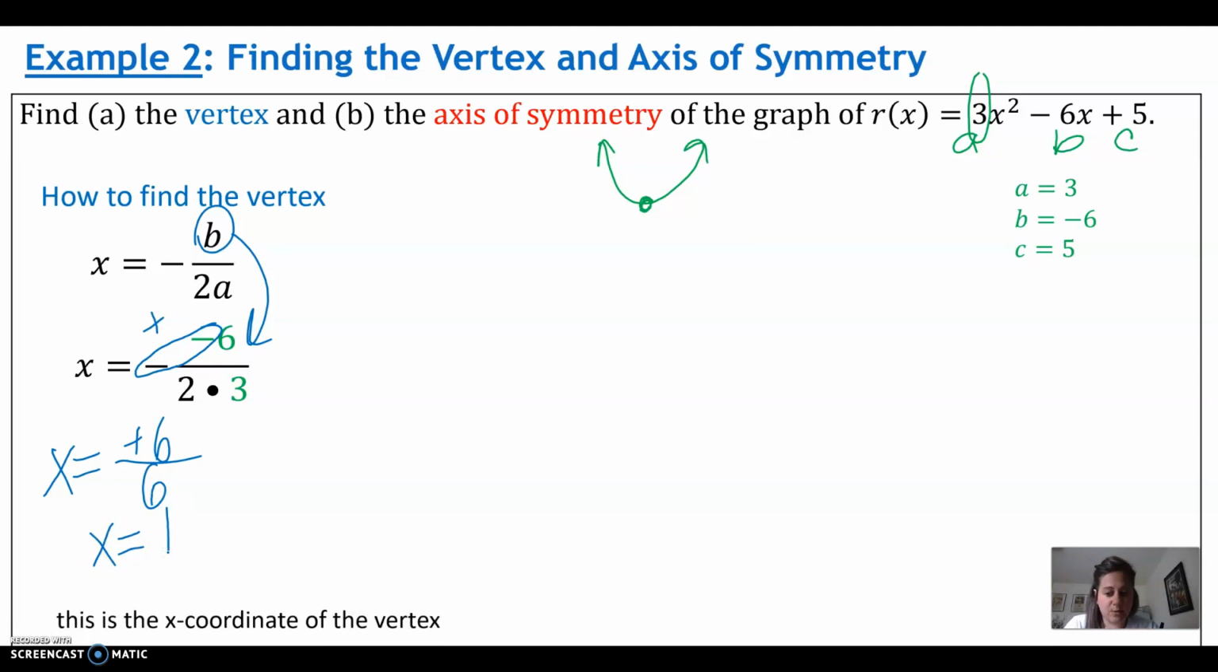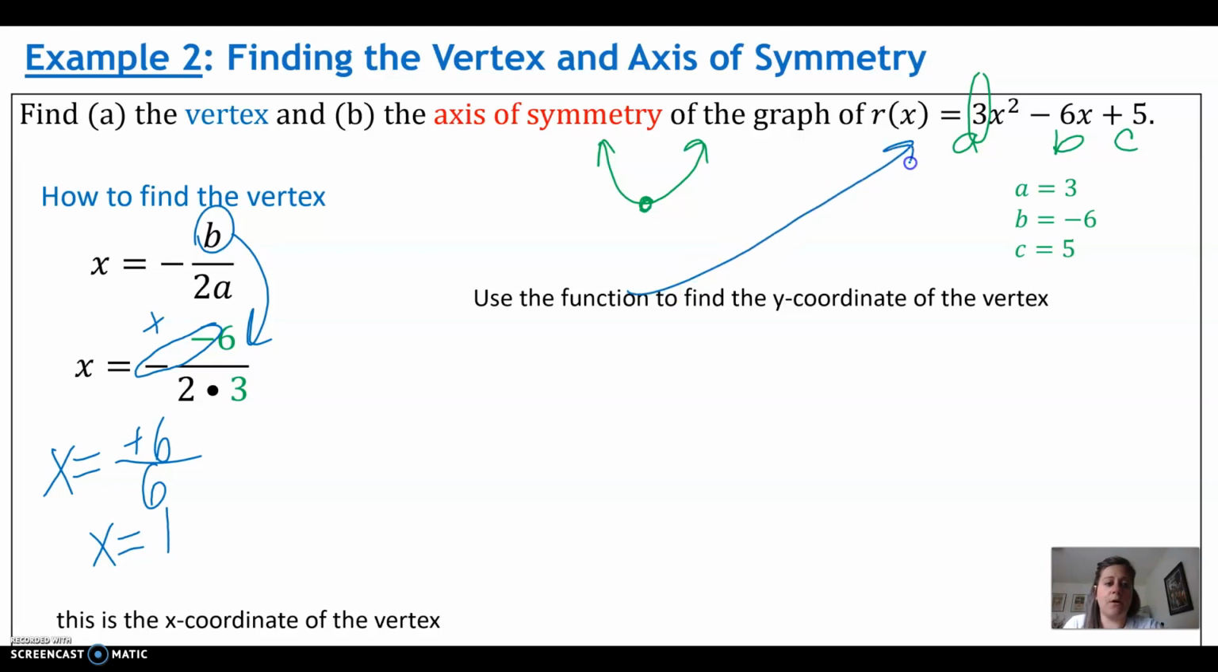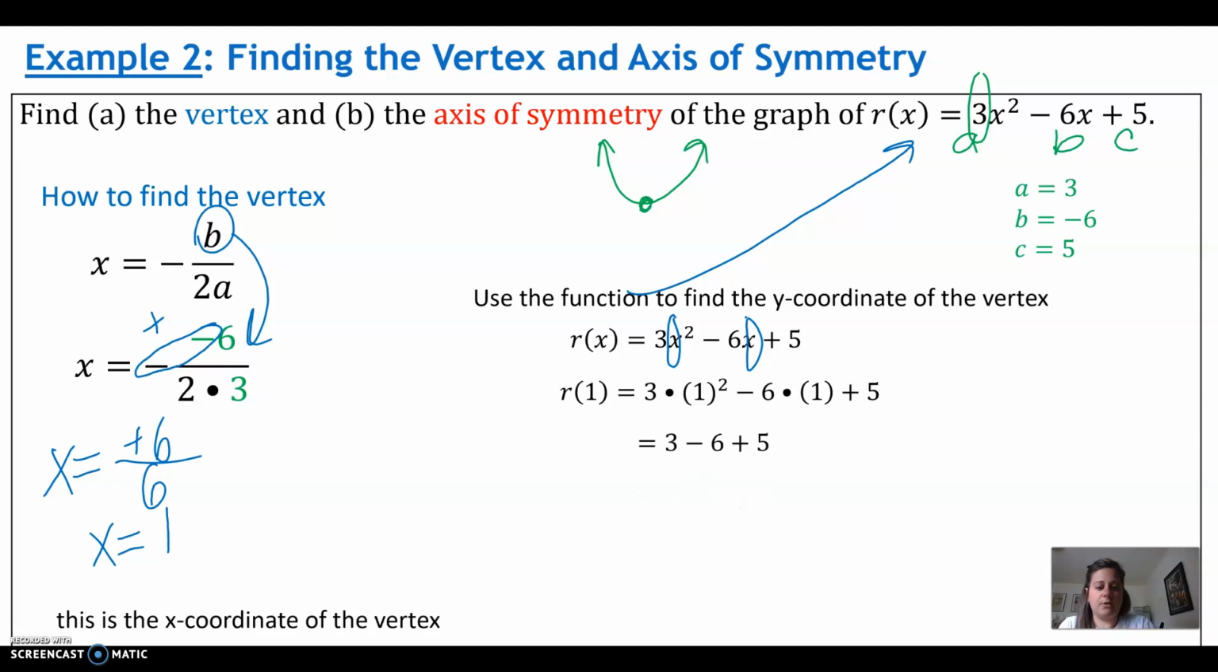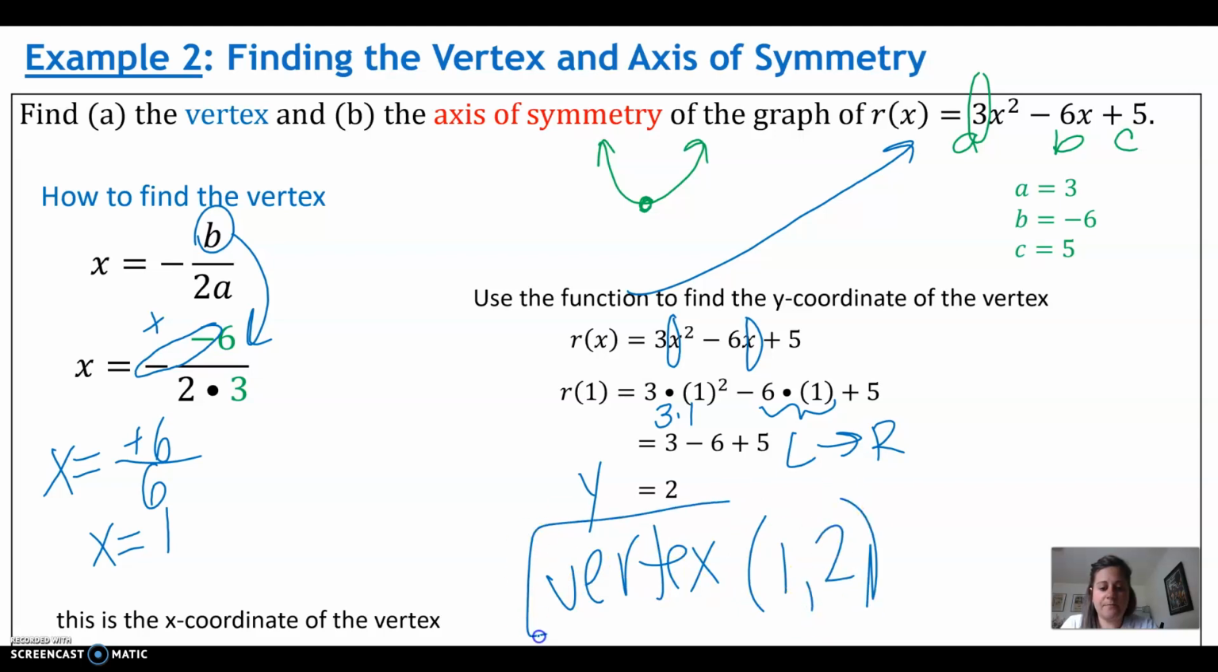Now, again, that is the x coordinate of your vertex. So you have half your answer. Now we need to plug it back in to find the y. So we're going to use our r function. And we're going to plug in the 1 here and here. So there we go. Follow PEMDAS. And it looks like you get what? 3 times 1. That's where you got the 3. And 6 times 1 is 6. Work left to right. And it looks like your y is 2. So vertex is 1, 2.